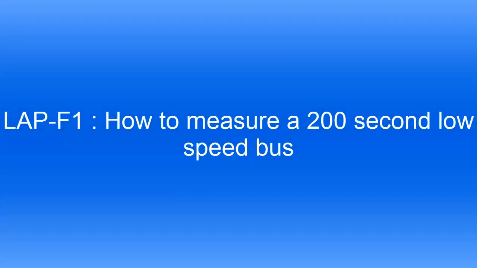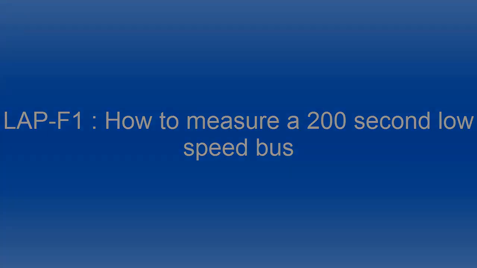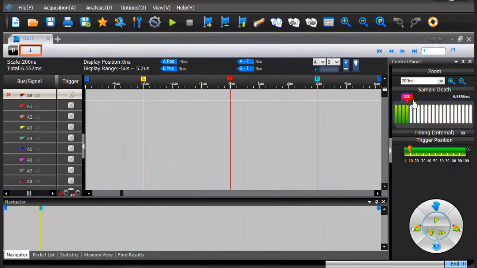How to measure a 200-second low-speed bus. The normal depth of each channel is 64 megasamples.